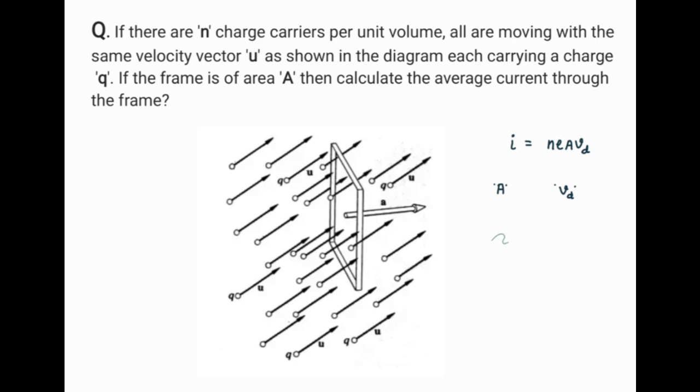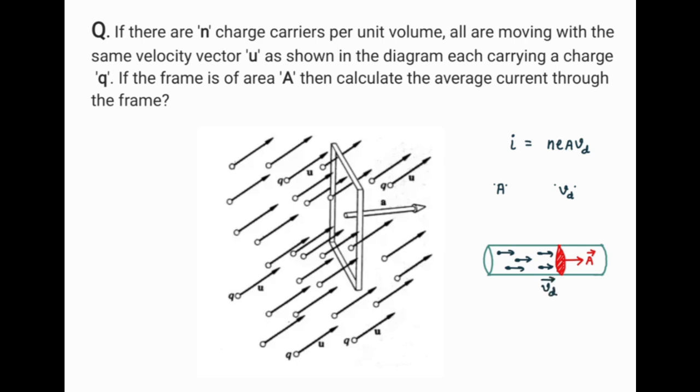That is, if we consider the conductor to be like this, a cylindrical container or conductor, and this is the cross sectional area A vector, then the drift velocity of the charge carriers is also like this, that is in the direction of A. So this is the drift velocity direction.